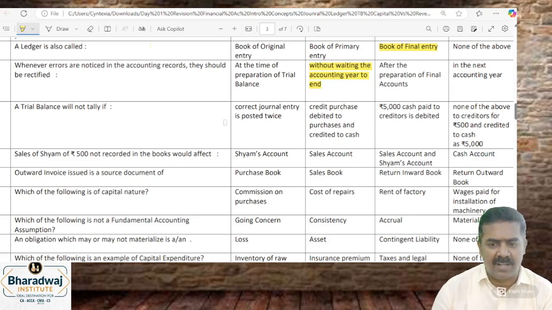Trial balance will not tally if correct entry posted twice.